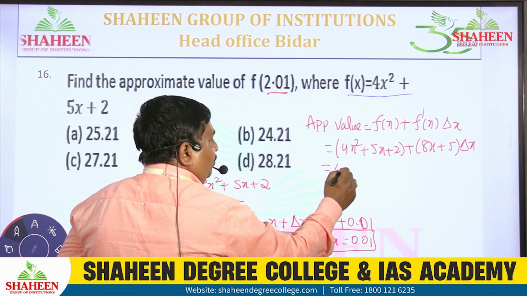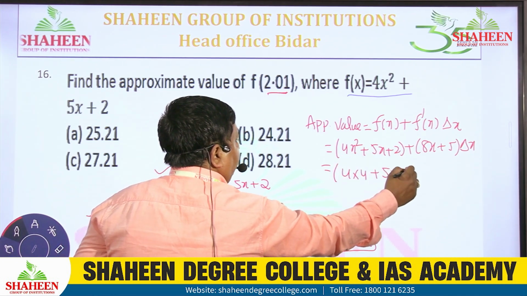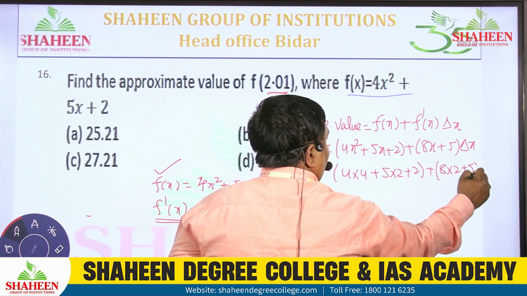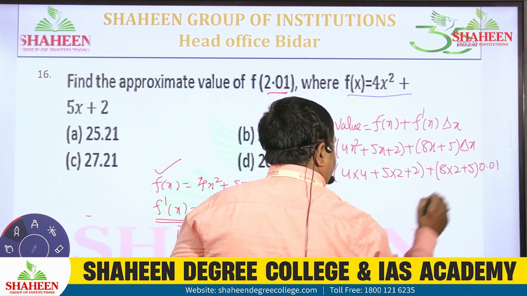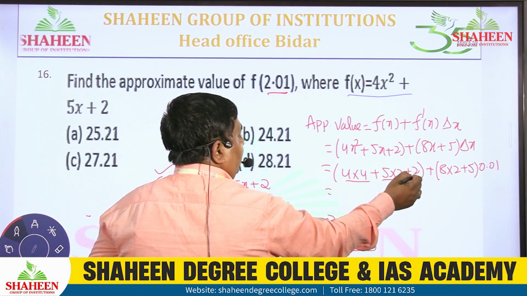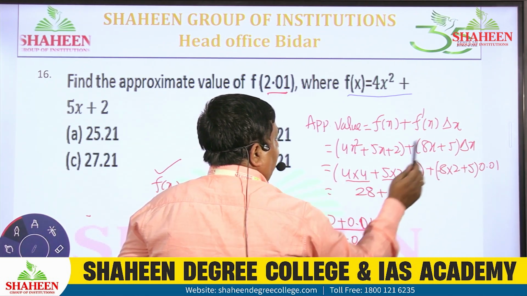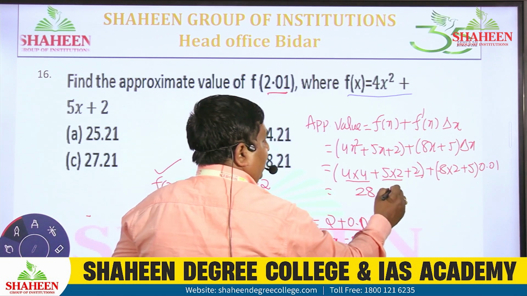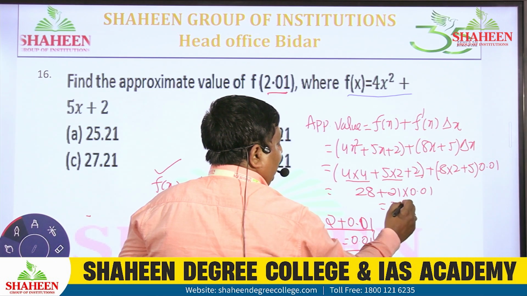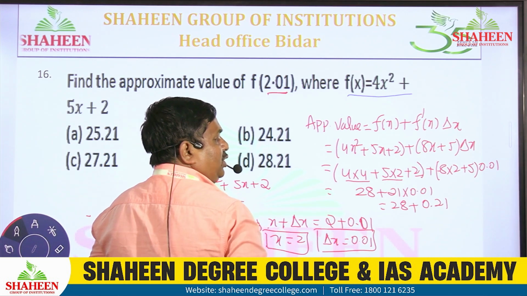So this becomes 4 into 2 square, 2 square is 4, plus 5 into 2, plus 2, plus 8 into 2 plus 5 into delta x, which is 0.01. 4 fours are 16, 16 plus 10 is 26, plus 2 is 28. 8 twos are 16, 16 plus 5 is 21. 21 into 0.01 is 0.21. This becomes 28 plus 0.21.